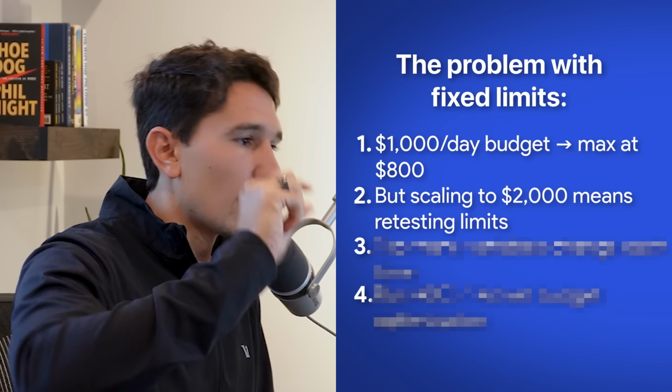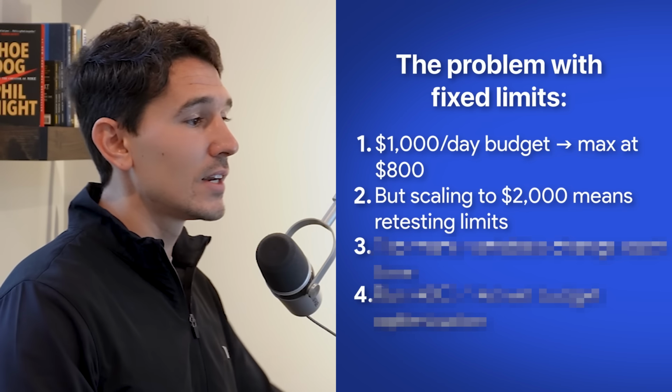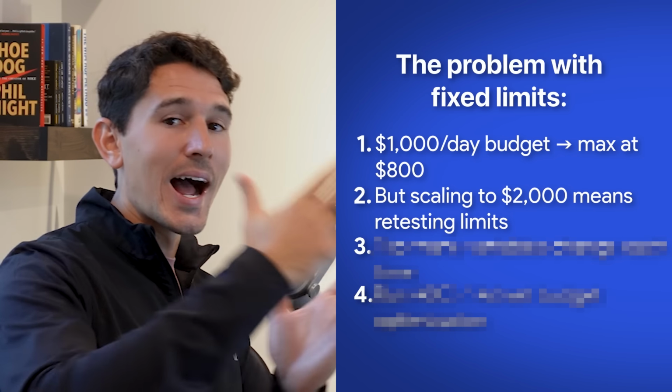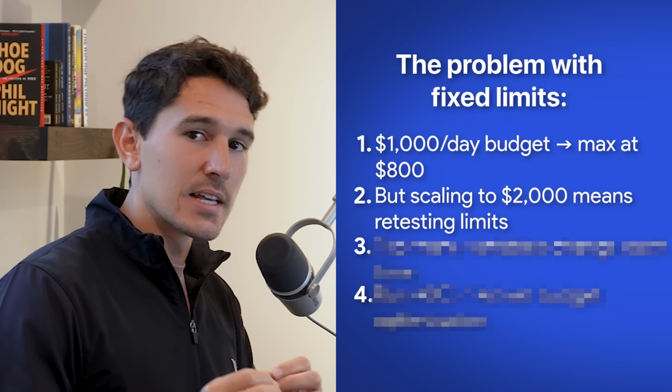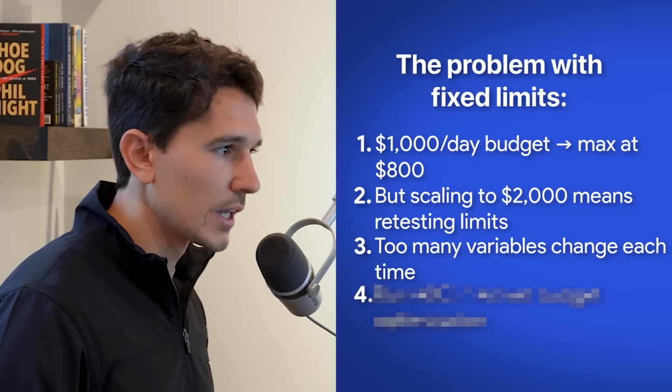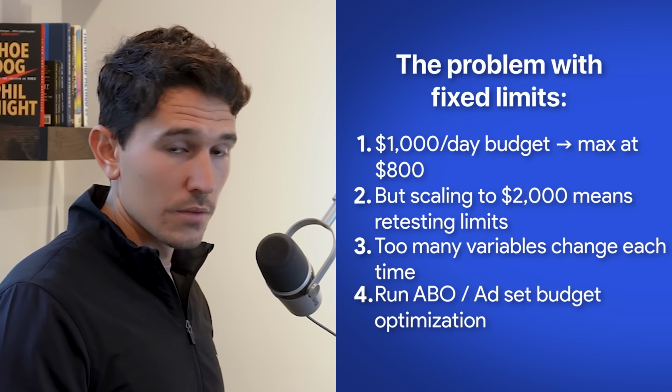However, what happens when you go from $1,000 to $2,000? When you go from $1,000 to $2,000, you then need to change that $800 to a higher amount. And now you actually have to limit test a specific ad set, which means too many variables are tweaking. You might as well just run an ABO or ad set budget optimization. Here's where all of this changes.